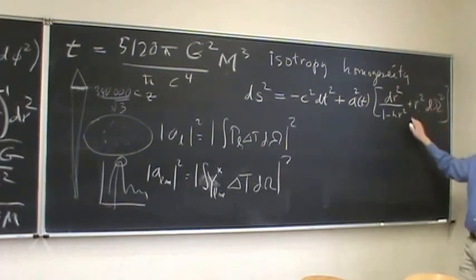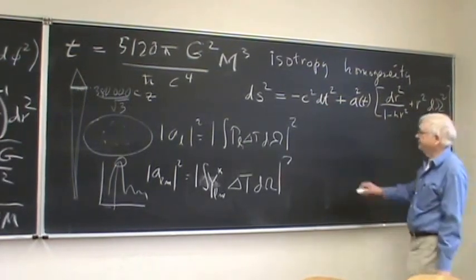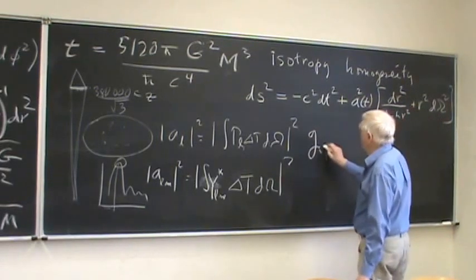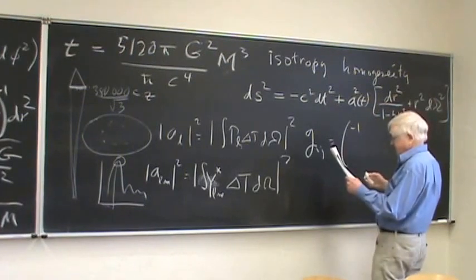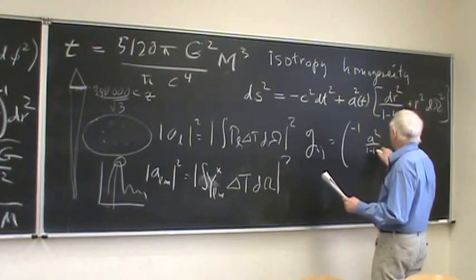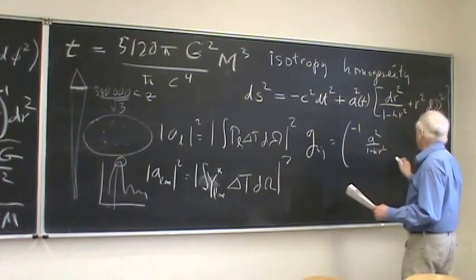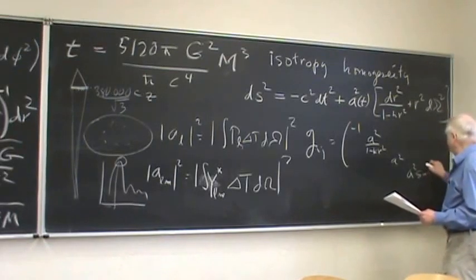And once you get a formula like this, your metric is incredibly simple. It's just minus c squared, or minus 1, because this is really dx0 squared. So it's minus 1. So g_ij is minus 1, and it's just a squared over 1 minus kr squared, and then a squared sine squared theta.